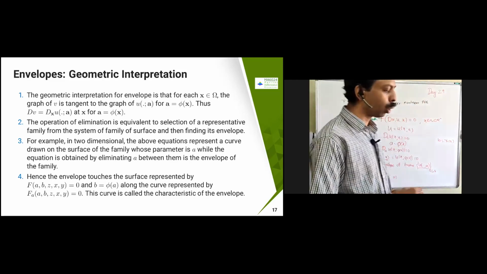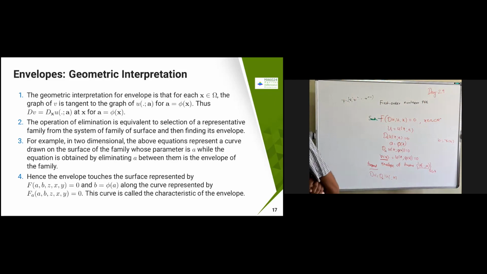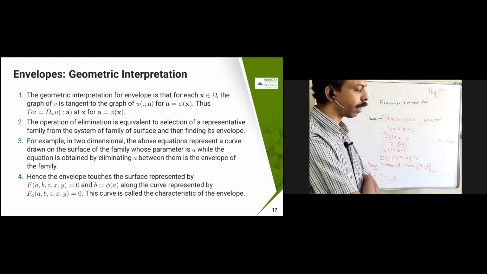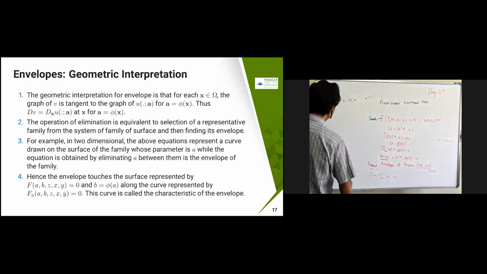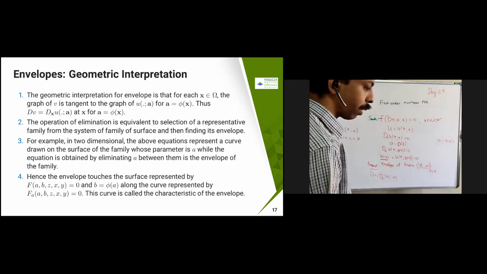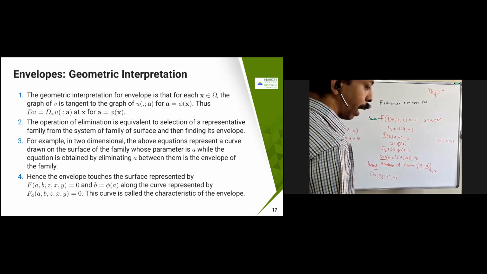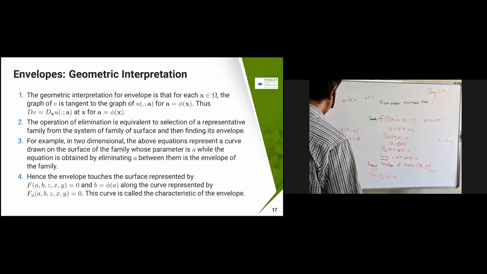For example, take the two-dimensional case. In the two-dimensional case, this equation represents a curve drawn on a surface of the family. We have u of x comma a, which in the two-dimensional case becomes u of x comma y, a comma b. So you have a family of surfaces. What we are trying to do is eliminate one parameter, and in that case this becomes a curve.